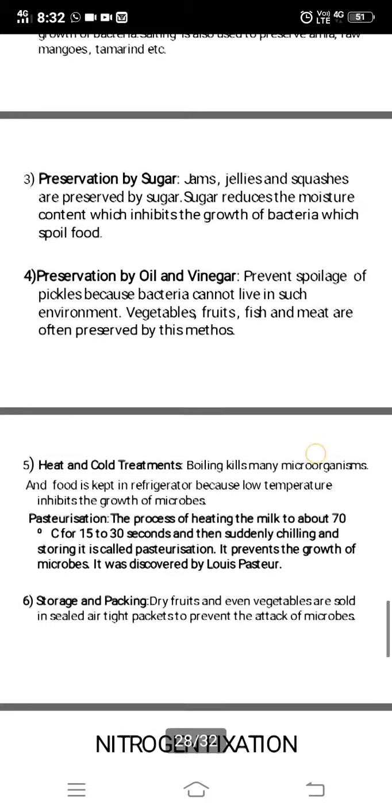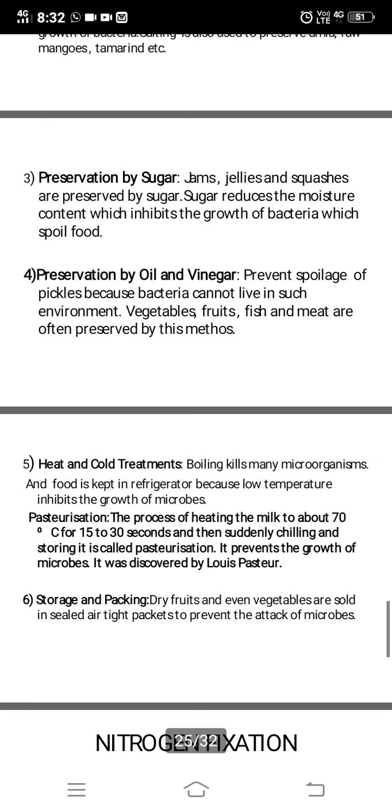Then another method of food preservation, storage and packing. You get a lot of canned food, right? You get chips and all in cans. Sometimes you get dry fruits in cans. Packing is done in such a manner so that air and moisture do not get in from outside, and the microorganisms don't start sitting on that food. They don't start spoiling the food.